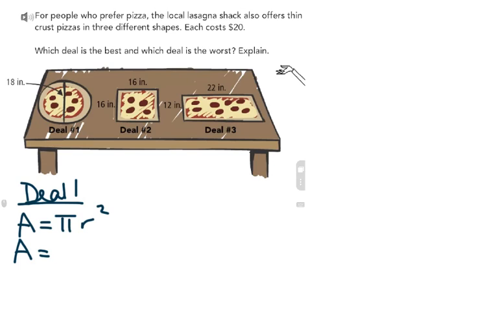Let's plug in the numbers. Pi times the radius. Now let's review here. It shows that 18 goes from here to here. Well, that's called the diameter. So half of that, from the center to the outside, is the radius. So the radius is 9. So we're going to plug 9 in for the radius. So on my calculator, I'm going to type in pi times 81 because 9 squared is 81.